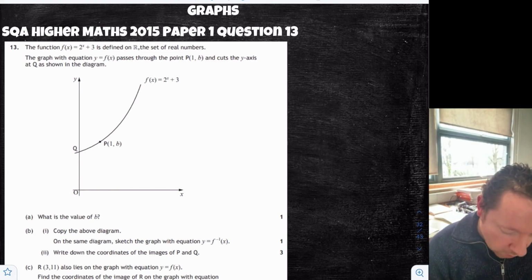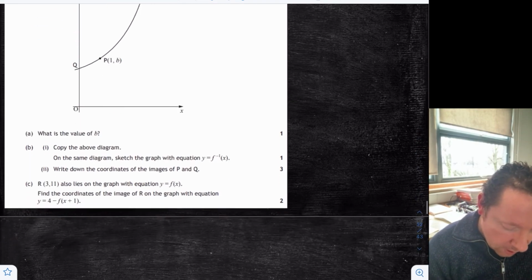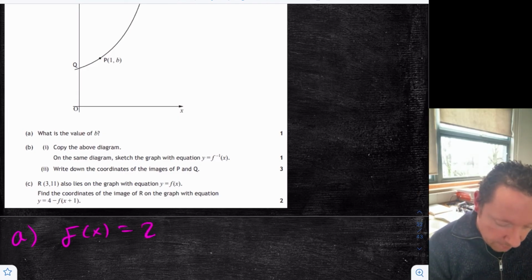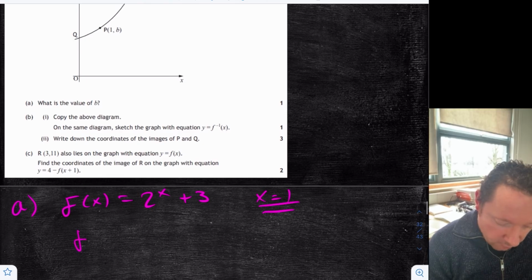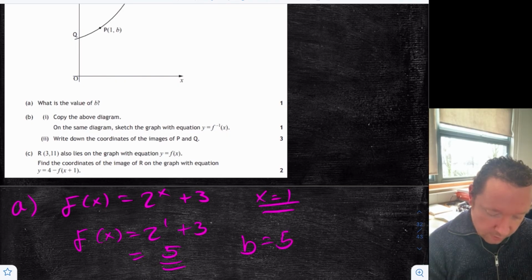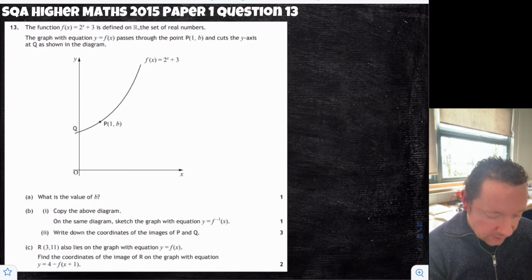Well, it passes through 1, b, so I can just sub 1 in. So for part A, we've got f of x is equal to 2 to the x plus 3. So at x equal to 1, we're going to say that f of x equals 2 to the power of 1, plus 3, which is 2 plus 3, which is 5. So just to answer the question, b equals 5. And we're done there.